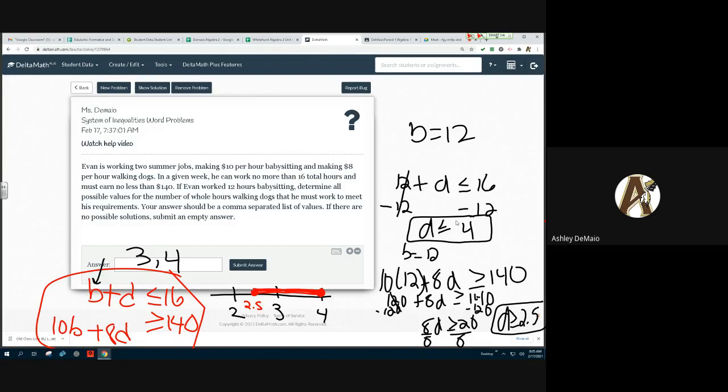Okay? 4 is included because D is less than or equal to 4, so that's definitely a whole number. And 3 is included because it's within that range and it's a whole number. We can't use 2.5 because it's not a whole number and it wants to know how many whole hours he would work. So our possible solutions would be 3 and 4. And I wrote it with a comma because it asks us to write it as a comma-separated list.